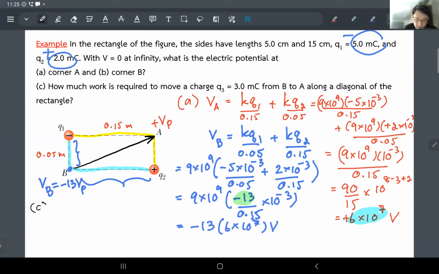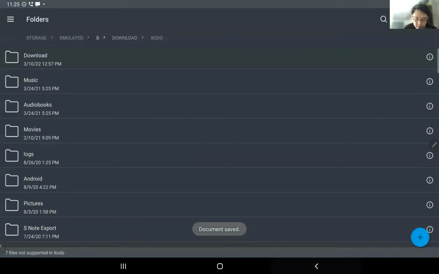Part C, the energy or the work required is just, let me put external here, because somebody has to drag it. It's going to be just Q3 times the potential difference. You guys with me here? Yeah, that's how easy it is. And because you drag from where to where, you have to make sure where you start and where you stop, so that you do it in the correct order.